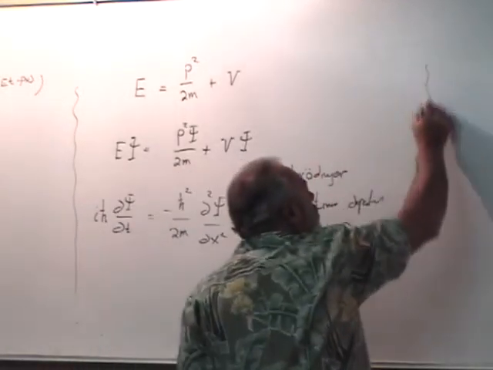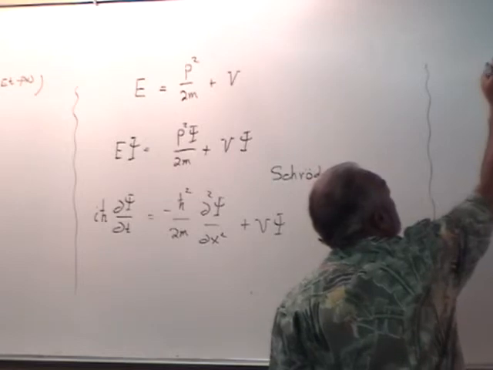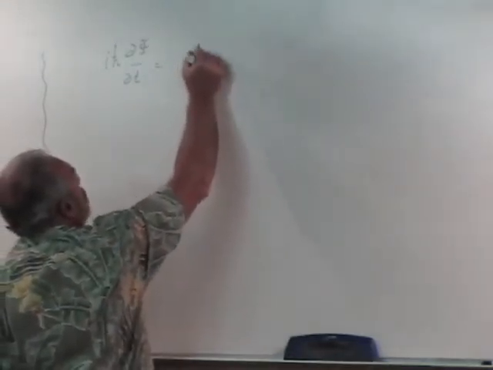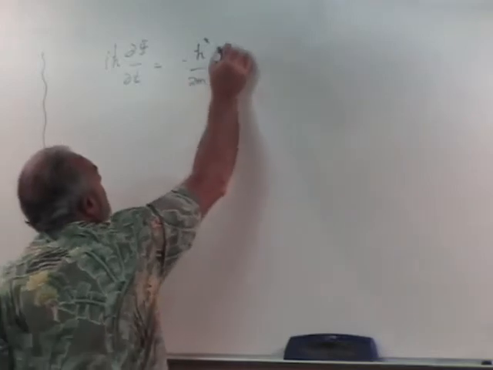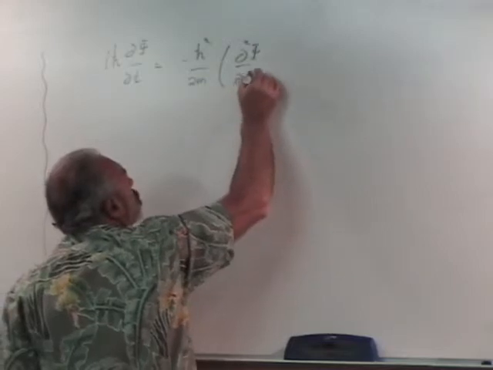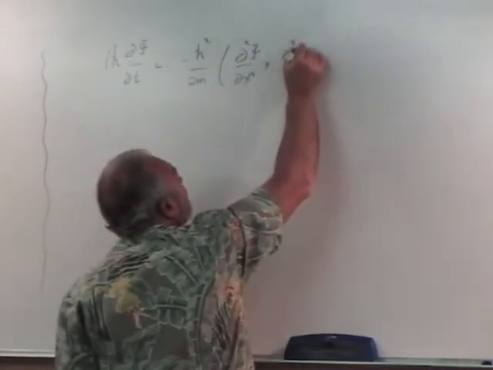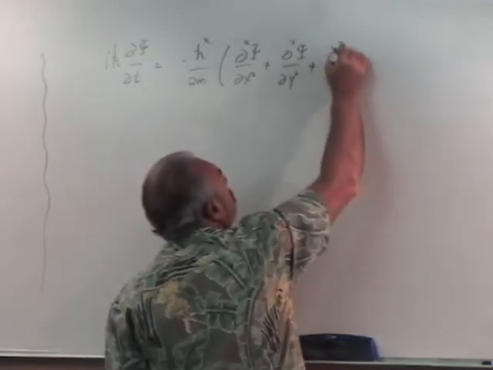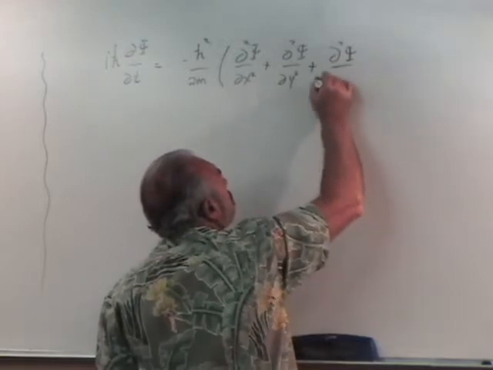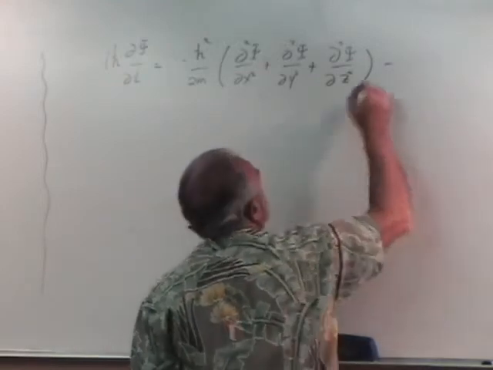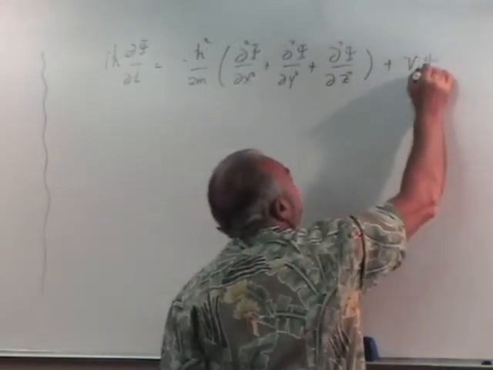It looks like this. Well, the i h bar dψ/dt doesn't change. But what we have is minus h bar squared over twice m times d²ψ/dx² plus d²ψ/dy² plus, and of course the z term, unless you're English, then it's the zed term, plus Vψ.